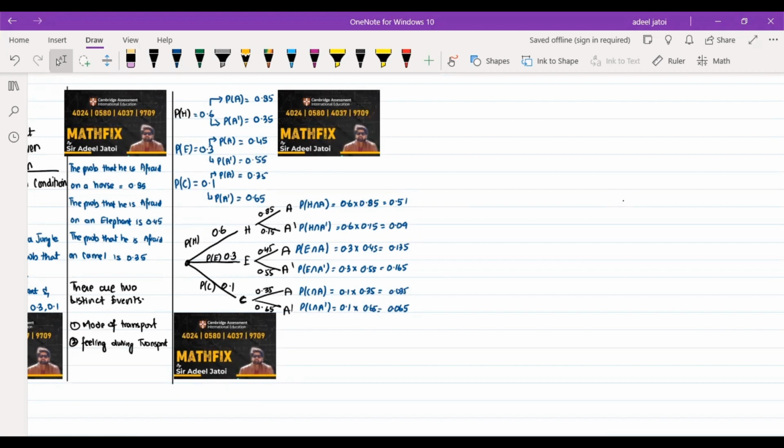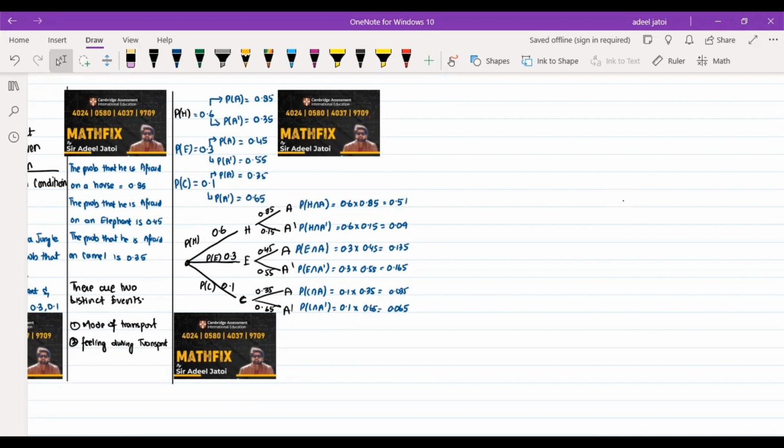Now, with each of the probability that is there in our hand, that means we made sure that we calculated the probability of the horse being afraid. We made sure that we calculate the probability of horse being not afraid, elephant afraid, elephant not being afraid, camel being afraid, and camel being not afraid.